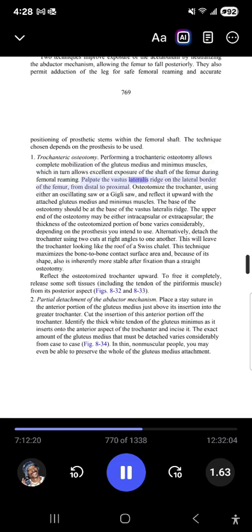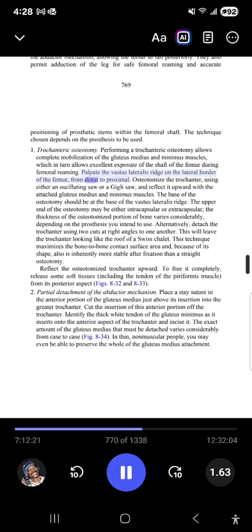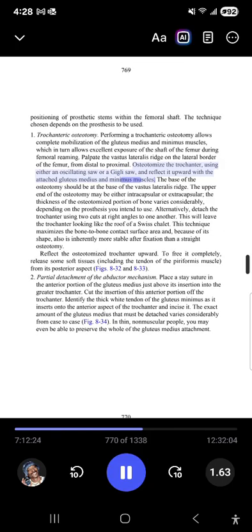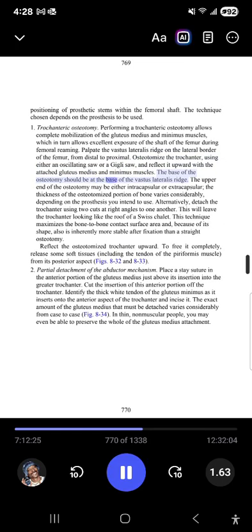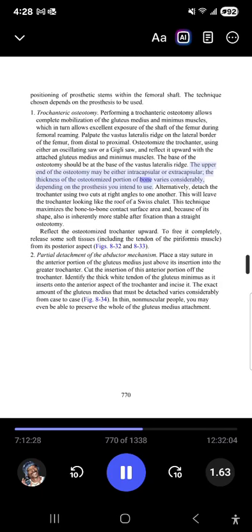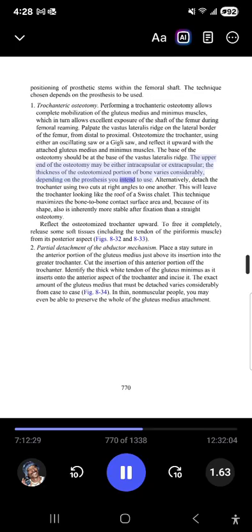Palpate the vastus lateralis ridge on the lateral border of the femur, from distal to proximal. Osteotomize the trochanter using either an oscillating saw or a Gigli saw, and reflect it upward with the attached gluteus medius and minimus muscles. The base of the osteotomy should be at the base of the vastus lateralis ridge. The upper end of the osteotomy may be either intracapsular or extracapsular. The thickness of the osteotomized portion of bone varies considerably, depending on the prosthesis you intend to use.